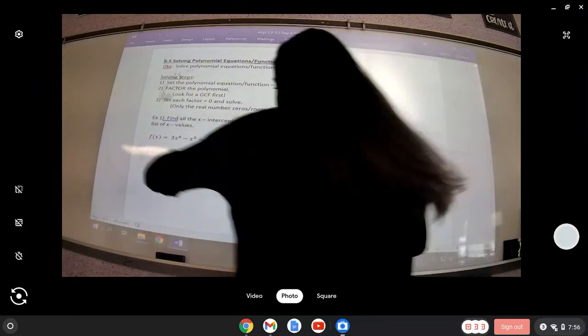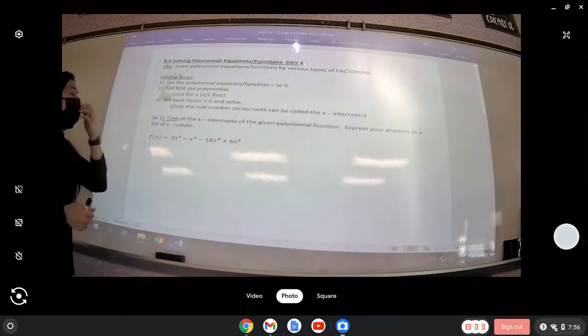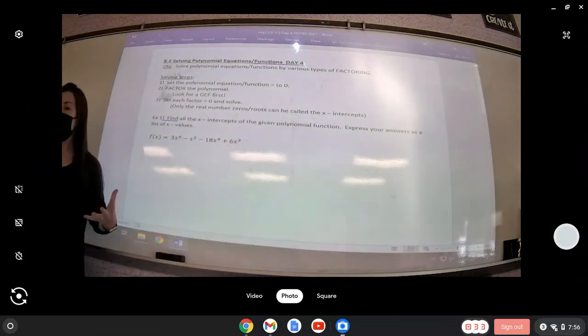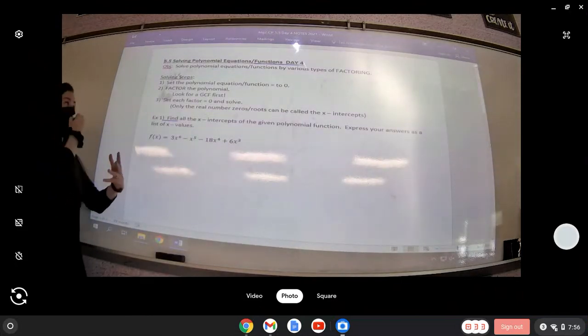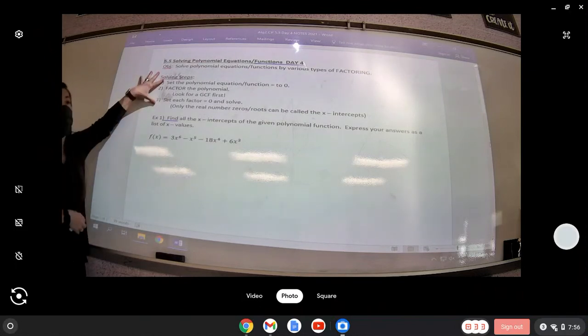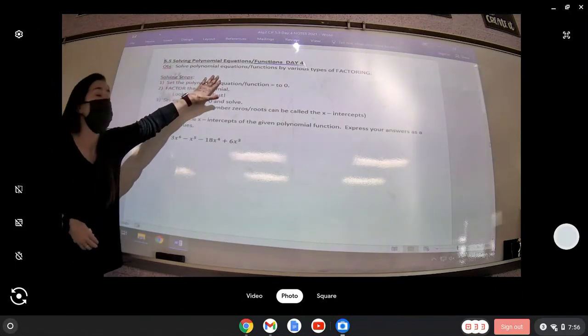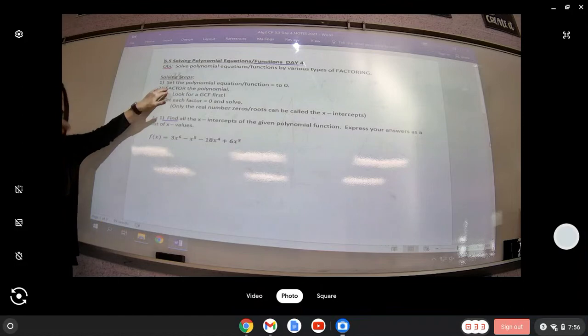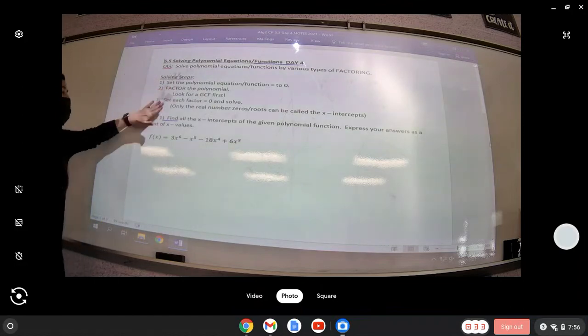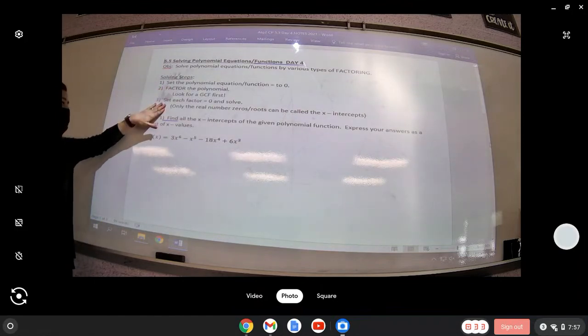All right, so I put the steps up top. Remember, if you're going to find the zeros or the roots or the x-intercepts, these are the steps we're going to follow. We're going to set the function equal to 0. We're going to factor it. We're going to look for GCFs first. Then we're going to set each factor equal to 0 and solve.